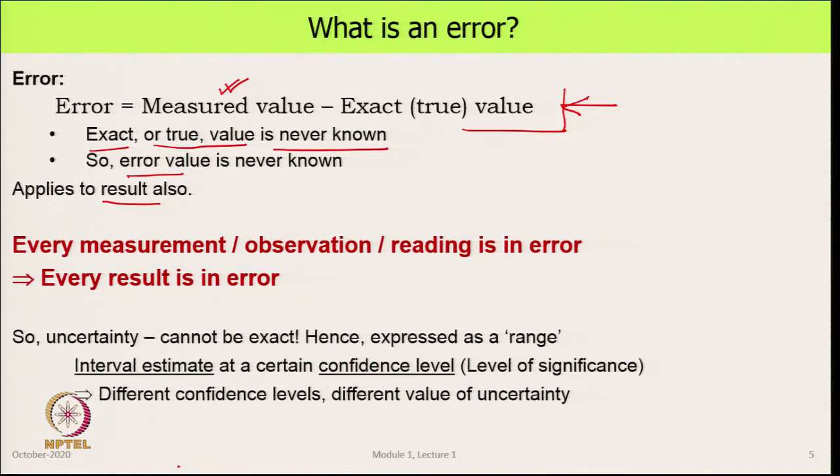And an even more fundamental thing is that we talked about this error because every measurement or observation or reading is always in error. This is a very, very fundamental thing which drives the whole science of uncertainty, which also tells us every result is in error.